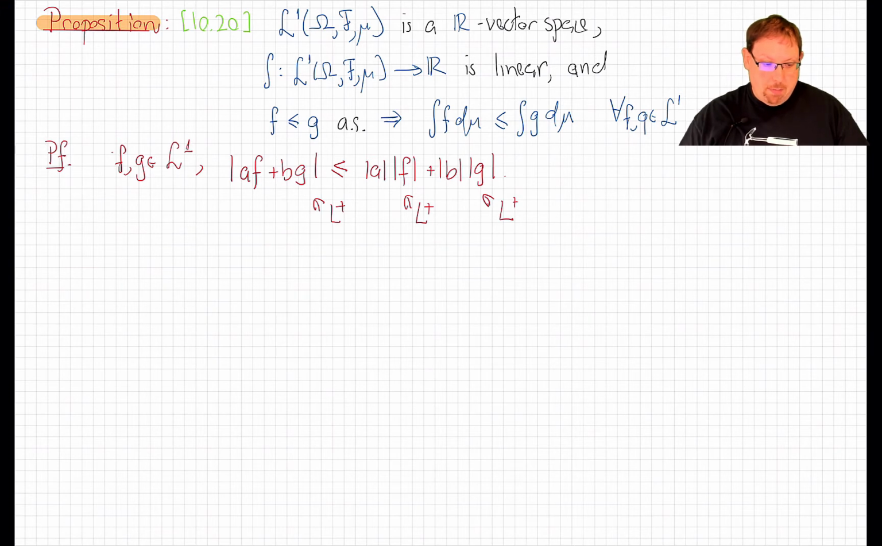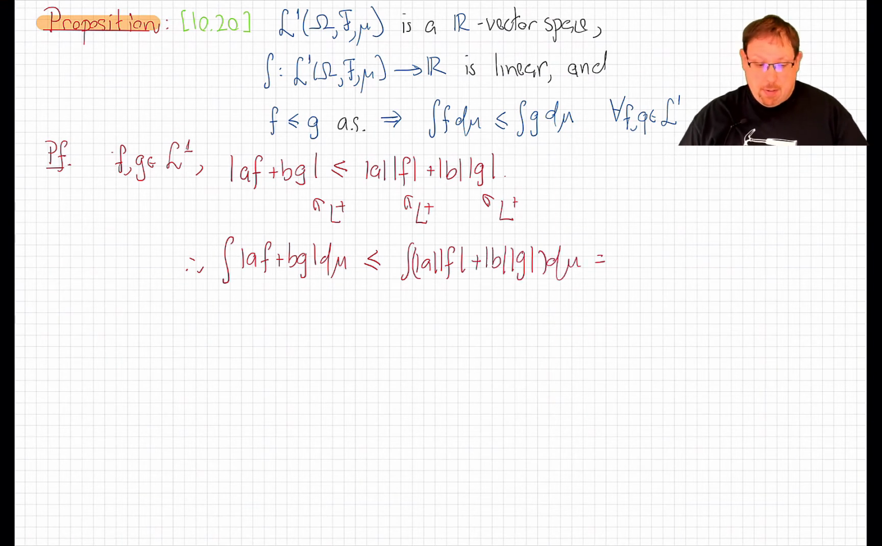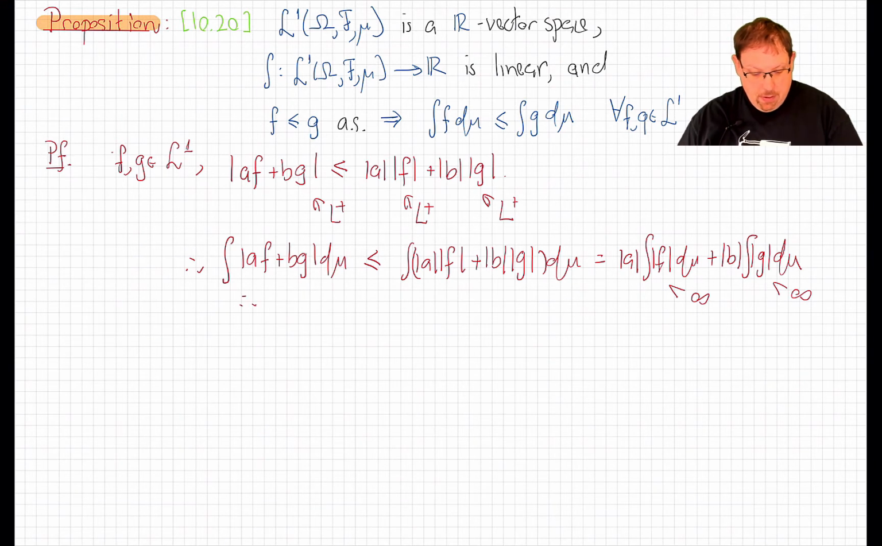And therefore, using the properties of the integral for non-negative functions, we can note that the integral of the absolute value of af plus bg d mu, well, that's going to be, by the monotonicity property of the integral we already developed, less than or equal to the integral of the absolute value of everything inside, which, using the linearity properties of the integral for positive functions, is equal to the absolute value of a times the integral of f plus the absolute value of b times the integral of g. And by assumption, f and g are in L1, therefore this is less than infinity and this is less than infinity, which means that this whole thing is less than infinity, which is to say that af plus bg is back in L1.